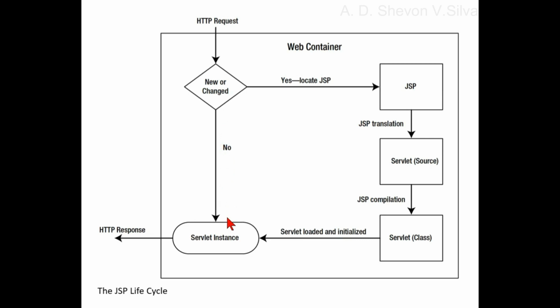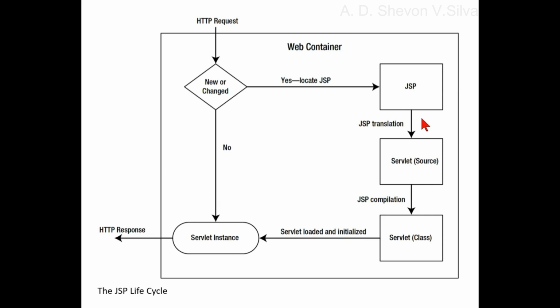The lifecycle of the JSP page can be split into 4 phases: translation, initialization, execution, and finalization. Translation: this stage in the lifecycle of the JSP page is known as the translation phase.